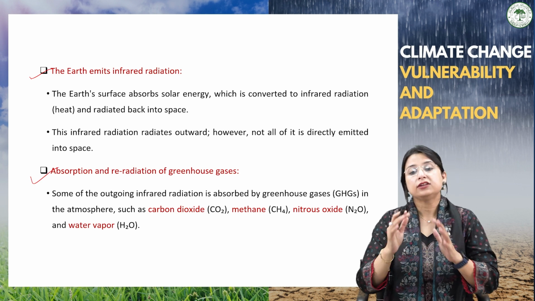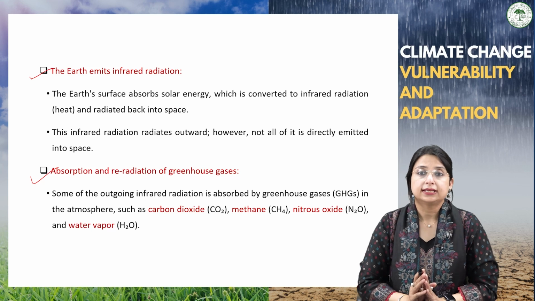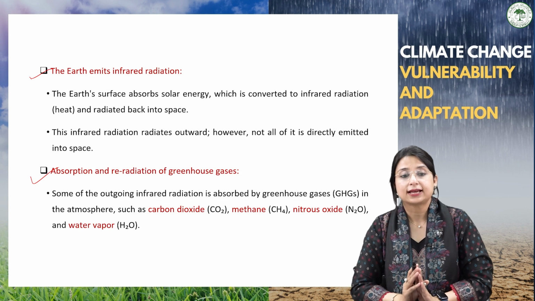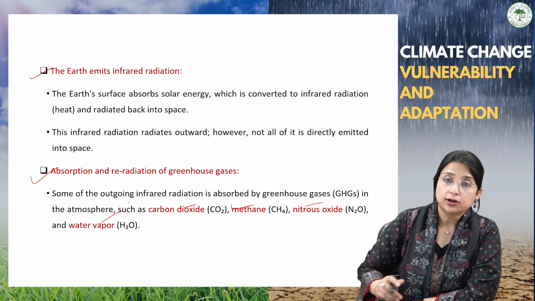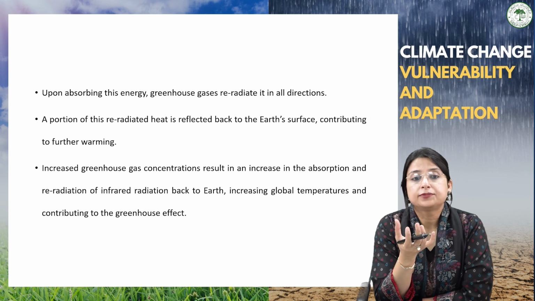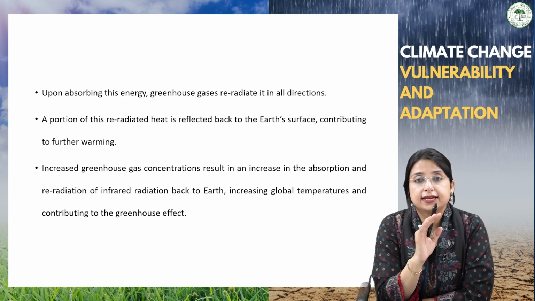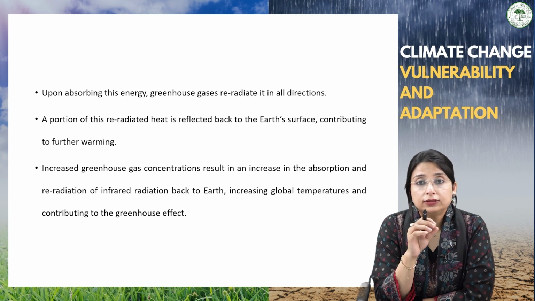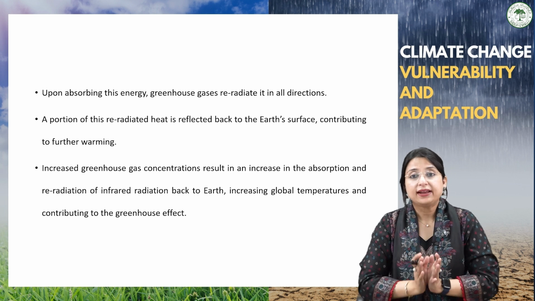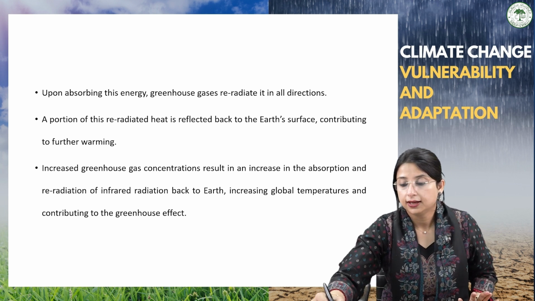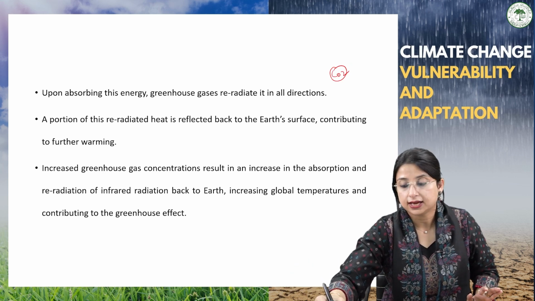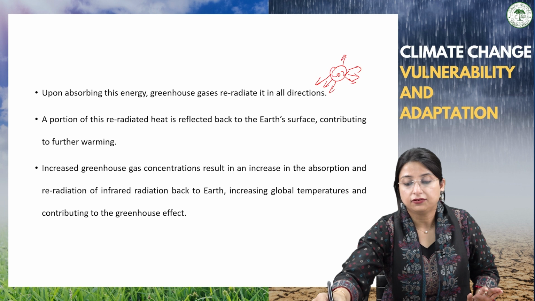Some of this outgoing infrared radiation is absorbed by the greenhouse gases in the atmosphere, like carbon dioxide, methane, oxides of nitrogen, and water vapor. After absorbing this energy radiated by the Earth's surface, these greenhouse gases will re-radiate the energy in all directions. Suppose this is a CO2 molecule: it absorbs some amount of energy, and after absorbing, it will re-radiate the energy in several, different directions.